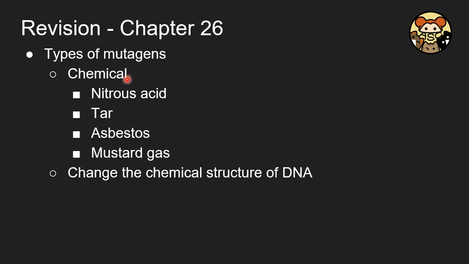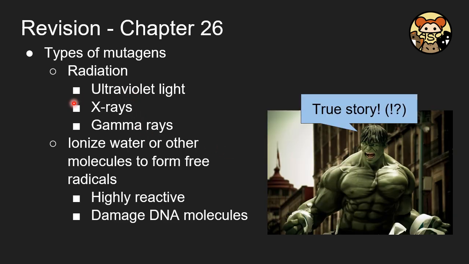So what are the mutagens? The chemical ones are nitrous oxide, tar, acetal, and nitric gas. They will change the chemical structure of the DNA and may fundamentally change the protein form. Other than chemicals, radiation will also cause mutation, like UV light, X-ray, and gamma ray. Here is an example of how gamma ray may affect a person. True story, right? It works because ionized water and other molecules form free radicals, and because they are highly reactive, they may damage the DNA molecules. However, in the normal case, if you suffer from radiation, you will not become Hulk because you will simply die. This is not the case in the mouse.